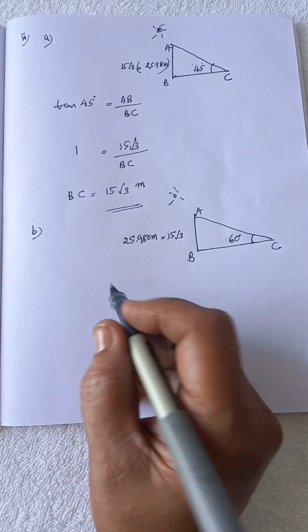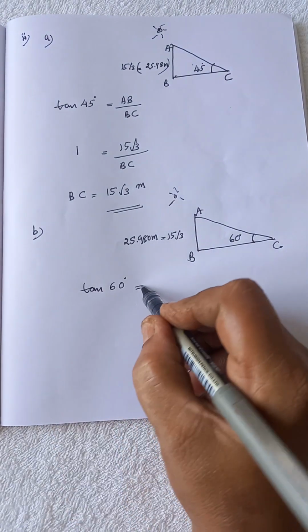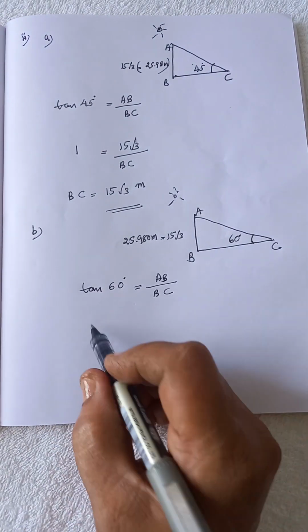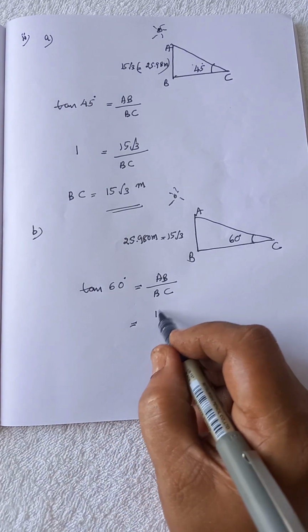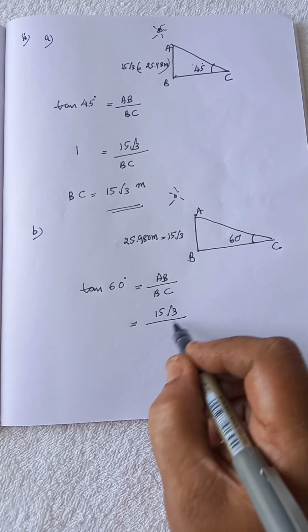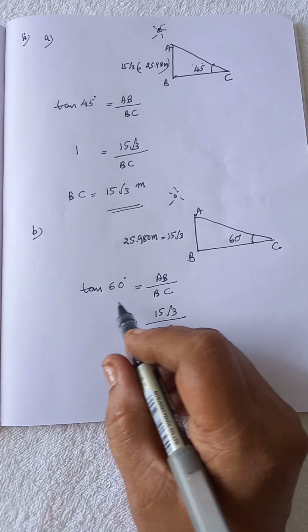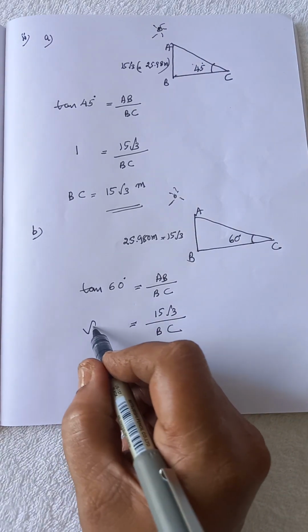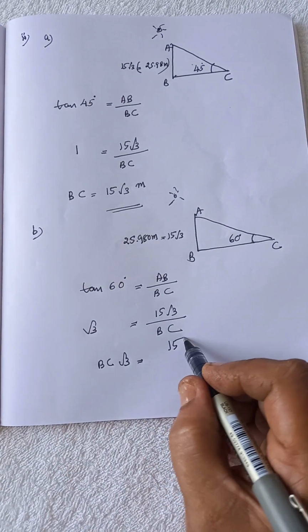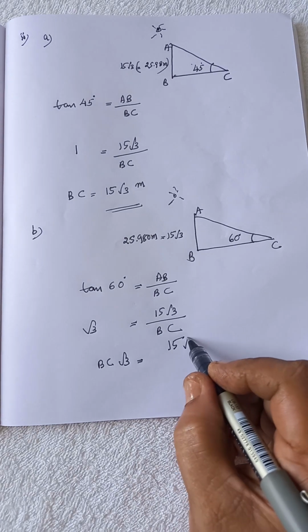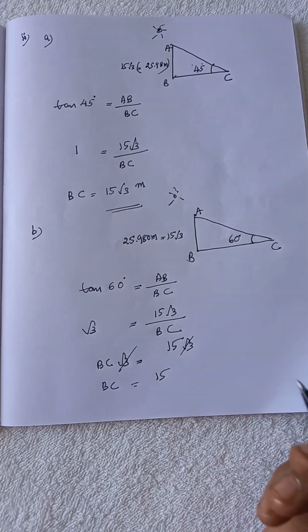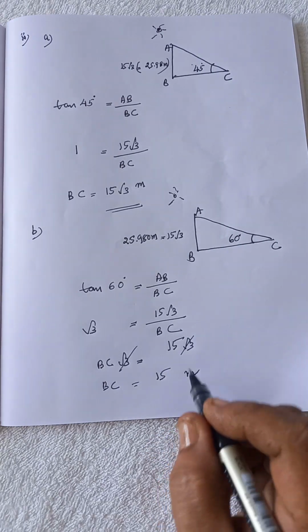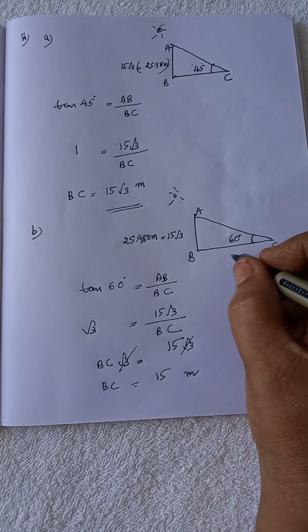So tan 60 degree, that is equal to AB by BC. So that is equal to AB, that is 15 root 3 by BC. Tan 60, that is root 3. On cross multiplying we will get BC root 3 is equal to 15 root 3. So what is BC? We can cancel this root 3 and root 3. So 15 meters. So this is the length of the shadow here.